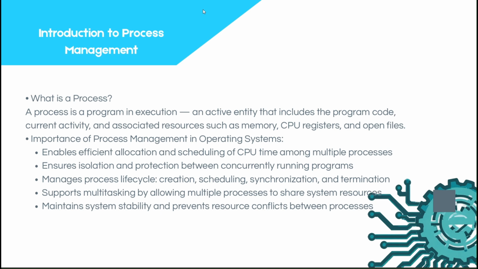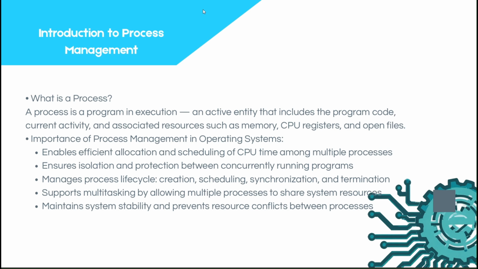For example, when you double click Microsoft Word, the operating system loads the program into memory and starts executing it. At that moment, Microsoft Word becomes a process. A process is much more than just program code. It contains the program instructions, allocated memory, CPU registers, open files, input output resources, and other information required to execute successfully. Now let's understand why process management is important.